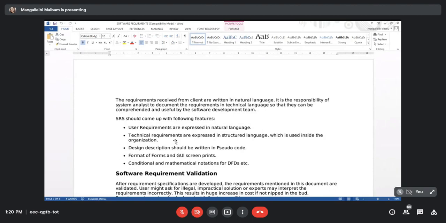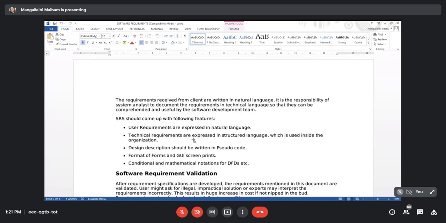And the design description should be written in pseudocode, and there will be some GUI screen prints and mathematical notations. Like, as I told you in our last class also, when you write a thesis, there will be mathematical notations, flow charts, data flow diagrams, and many types of equations. There will be graphical diagrams, block diagrams, like this. There will be architecture diagrams, like that.